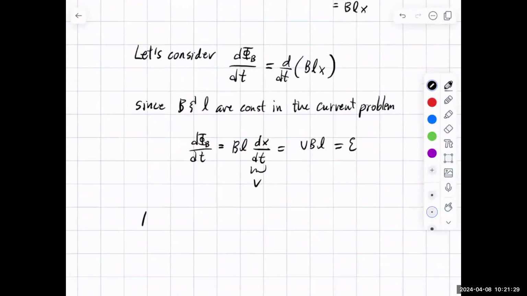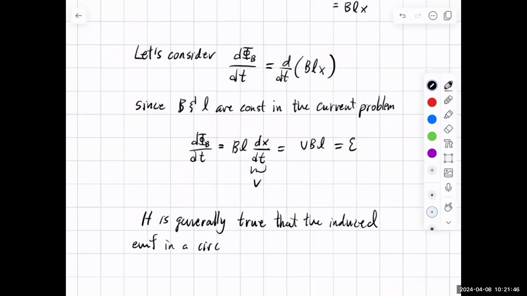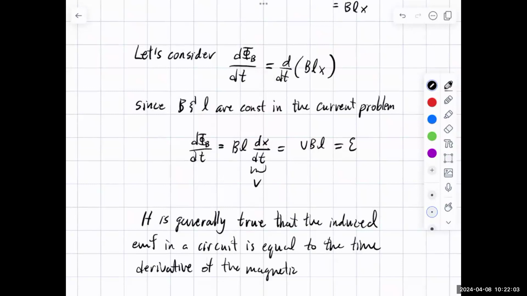Okay, so it is generally true that the induced EMF in a circuit is equal to the time derivative of the magnetic flux.